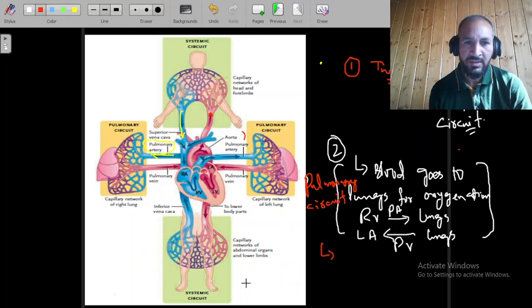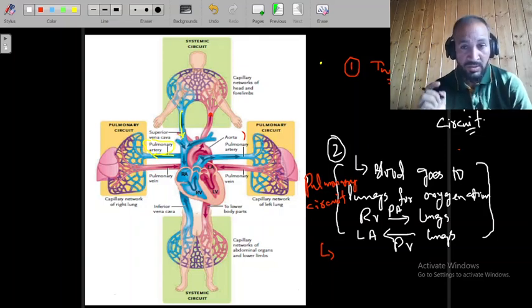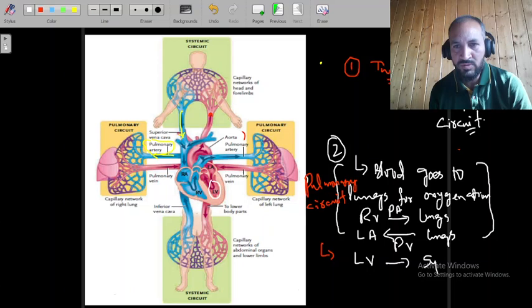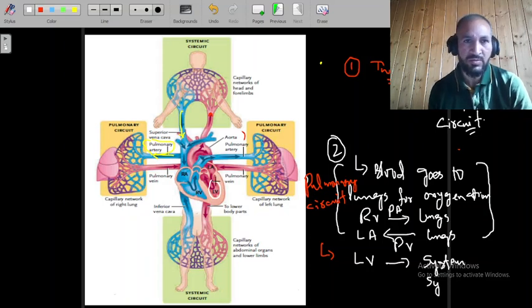Second, the blood goes to your system, to the whole of your body. Oxygenated blood goes from the left ventricle. Here is the left ventricle. It pumps blood into the aorta, the systemic aorta, and it circulates it around your body. So it goes from the left ventricle to the whole system, through the systemic aorta and then arteries.